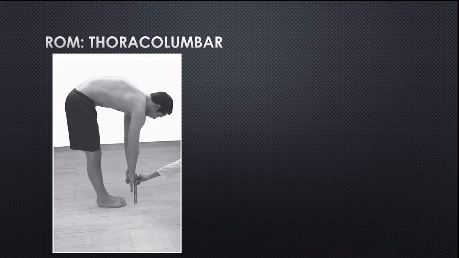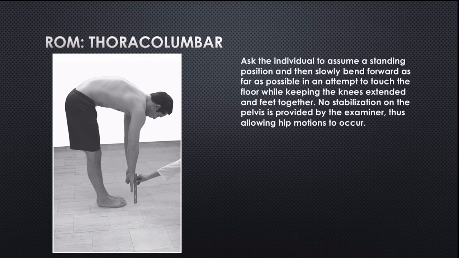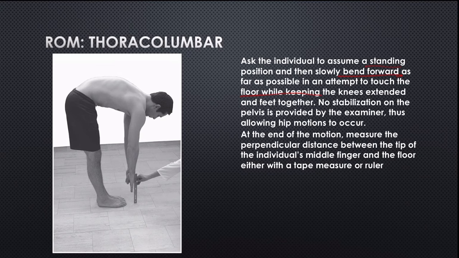Okay, there's another way to measure it, which is using a ruler. Still in erect standing position, allow the patient to bend forward as far as possible in an attempt to touch the floor. I believe you have been trying this one to see if you can touch the floor from standing position. No stabilization of the pelvis is provided by the examiner, thus allowing the hip motions to occur. This is to simply measure the greatest measurement. At the end of the motion, measure the perpendicular distance between the tip of the middle finger and the floor.